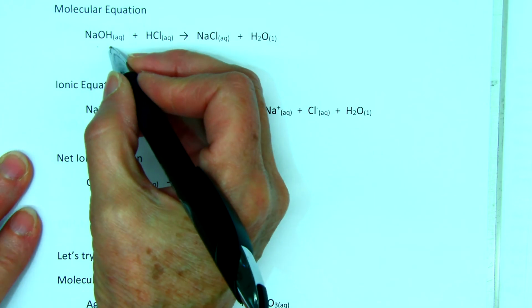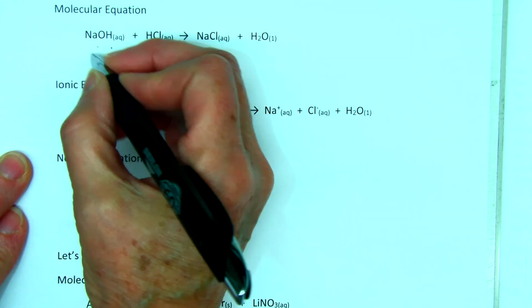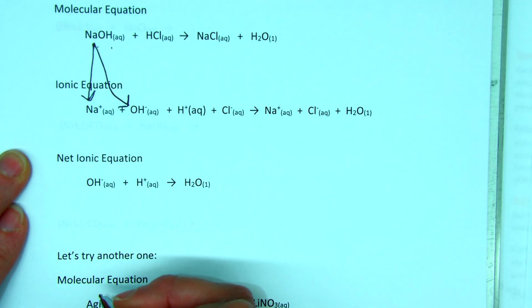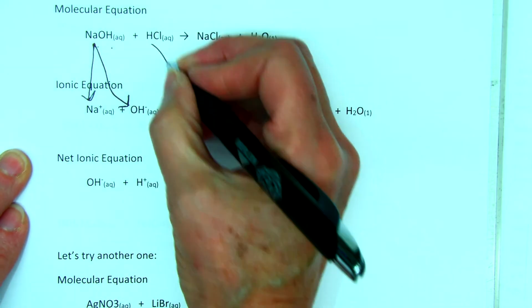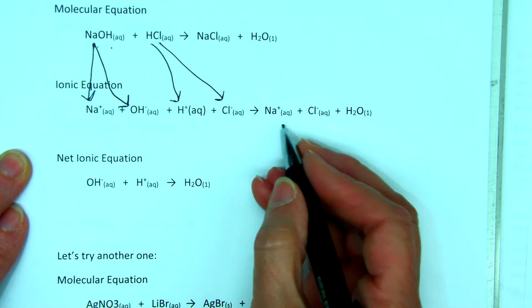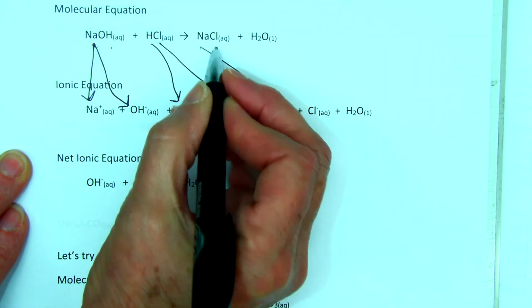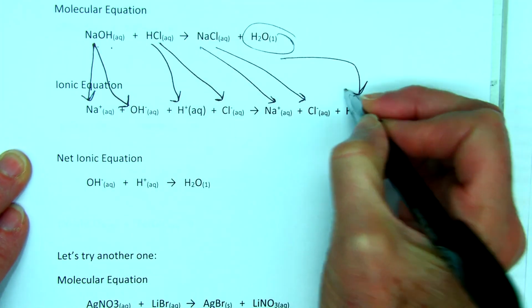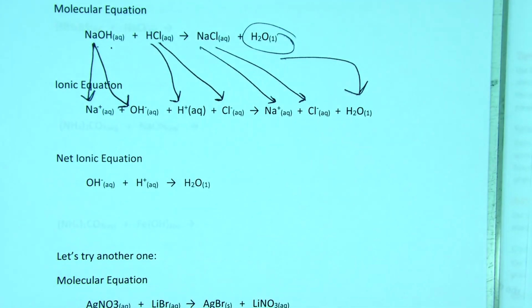Sodium hydroxide is soluble and it's a strong electrolyte, so it breaks apart. So what's really in my beaker is sodium ions and hydroxide ions. HCl is really hydrogen ions and chloride ions. Sodium chloride, same thing, sodium ions and chloride ions. Water stays hooked together because it's a weak electrolyte.